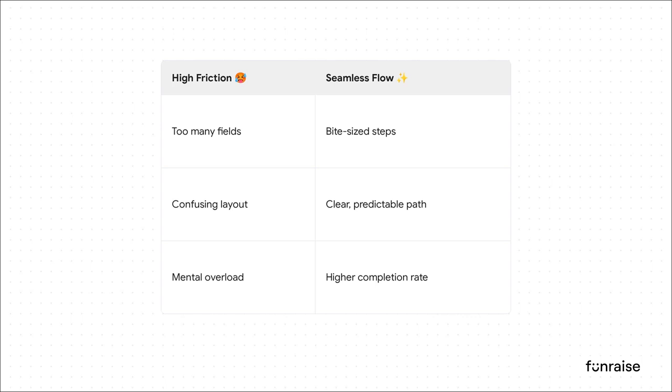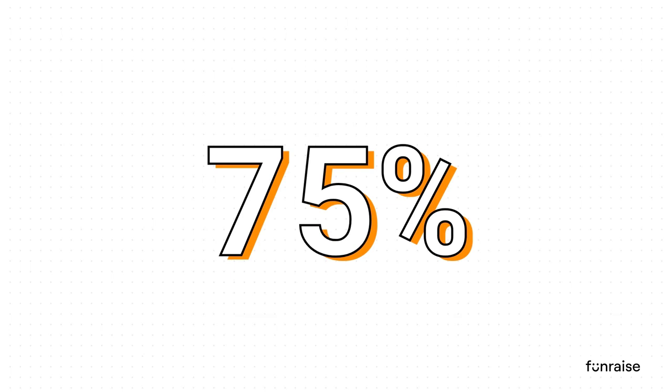That's high friction. But the solution is actually super simple: multi-step forms. They break the whole process down into these easy, bite-sized chunks. It creates a really clear, predictable path that just feels easy, and it keeps people moving forward. And guess what? That easy feeling, it translates into some pretty amazing results. I'm talking about a potential 75% increase in your conversion rate, just from switching to a multi-step form. Seriously, it's one of the simplest but most powerful changes you can make.